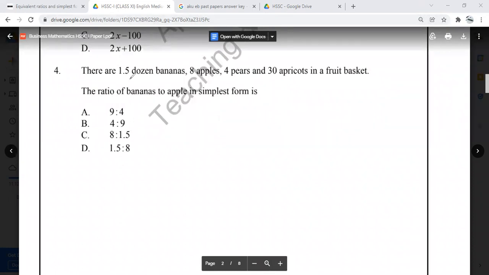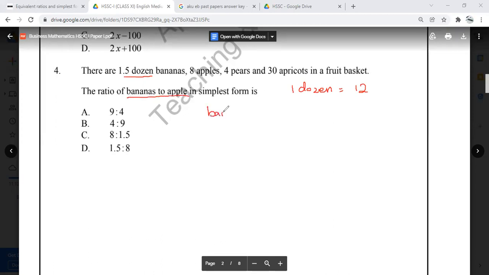that there are 1.5 dozen bananas. Now, what does dozen mean? You need to know that for this. So 1 dozen means 12. That means 1.5 would mean how many bananas? That is the first thing you need to figure out. Let's read the whole question. There are 1.5 dozen bananas, 8 apples, 4 pears, and 30 apricots in a fruit basket. The ratio of bananas to apples in its simplest form.